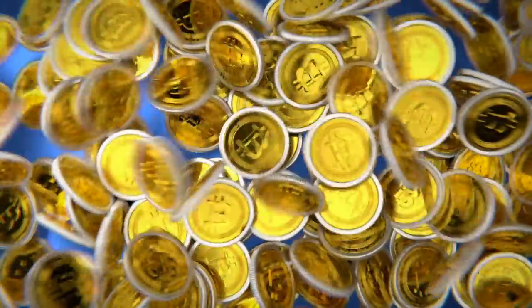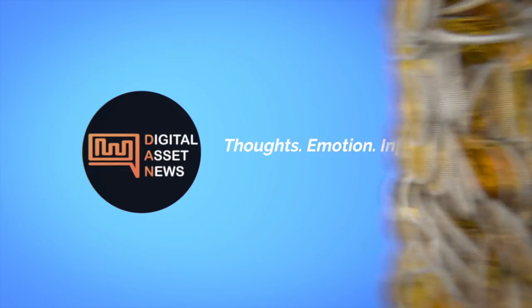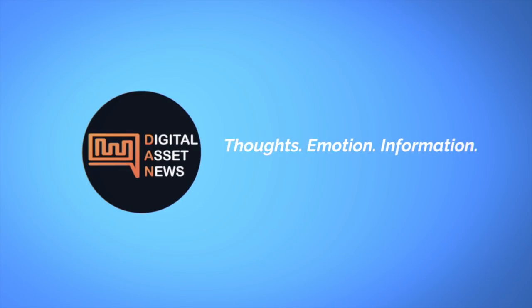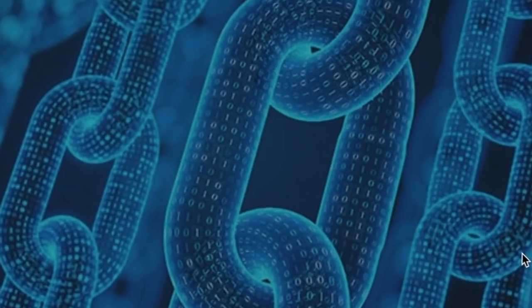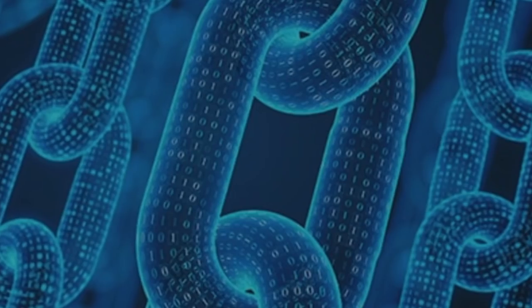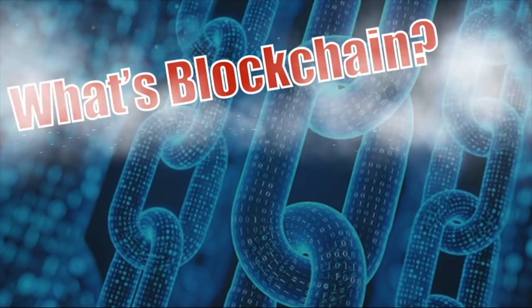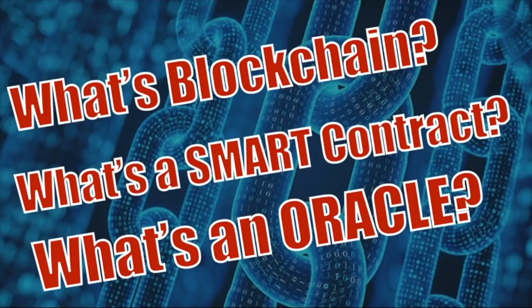We take the top stories in cryptocurrency and digital assets and break them down into bite-sized pieces. Today, we're going to go over something a little bit different. We're going to go through an educational series where we're going to take a look at the purpose of blockchain, smart contracts, and what an oracle is. So let's break it down. It comes down to what's a blockchain, what's a smart contract, and what's an oracle.